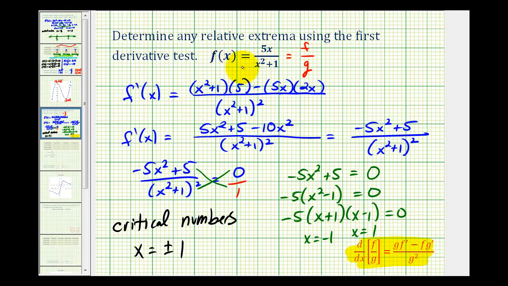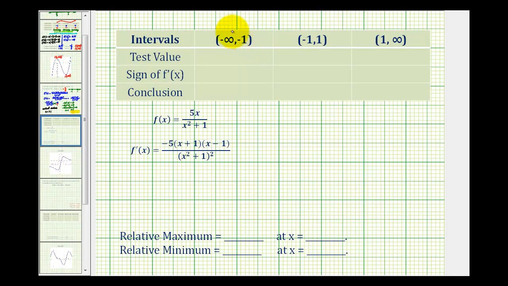And since the domain of the given function is all real numbers, if we have the entire number line and then we plot our critical numbers of negative 1 and positive 1, you can see we'll have 3 intervals to test: on the left, in the middle, and on the right. So let's go ahead and organize this in a table. The leftmost interval is going to be from negative infinity to negative 1. The middle is from negative 1 to 1, and the interval on the right is from 1 to infinity.